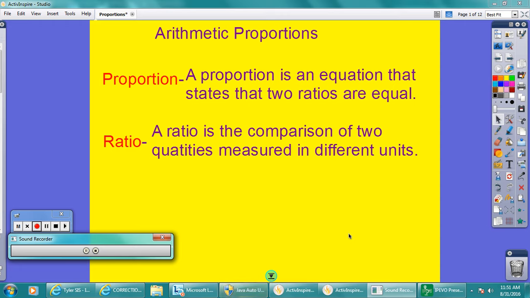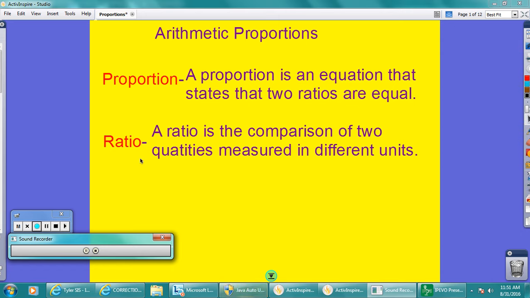We'll be talking about arithmetic and geometric proportions. So let's remind ourselves what a proportion is. A proportion is an equation that states that two ratios are equal. Well, what's a ratio? A ratio is the comparison of two quantities, measured in different units. Make sure you write these down for your vocabulary: proportion and ratio.